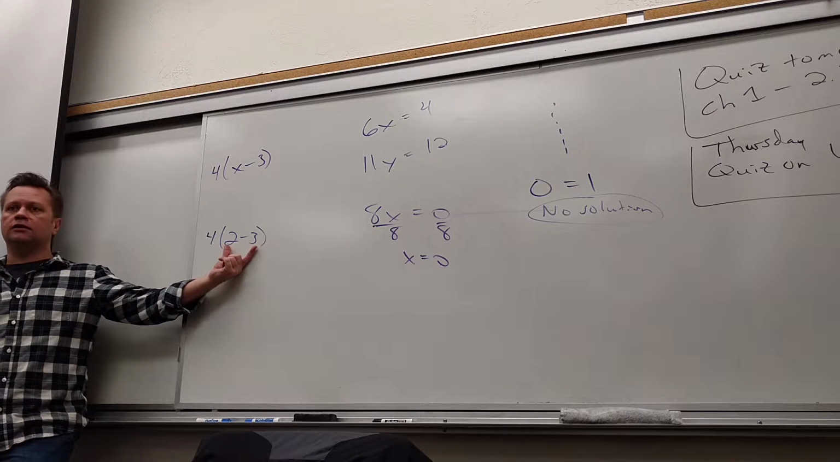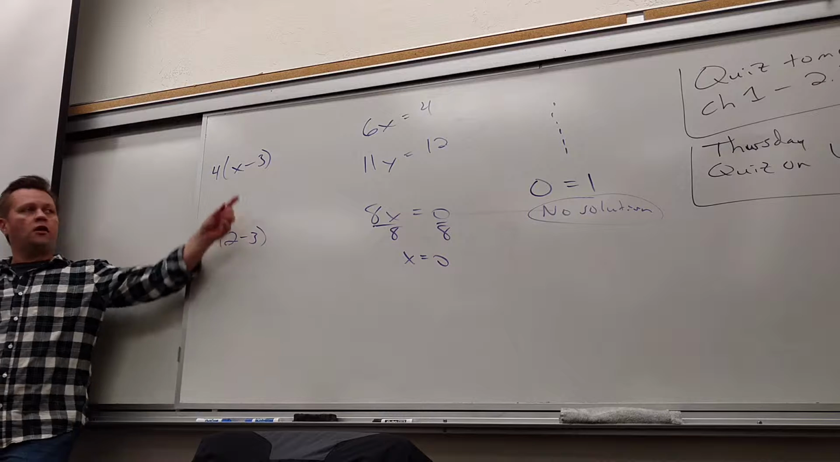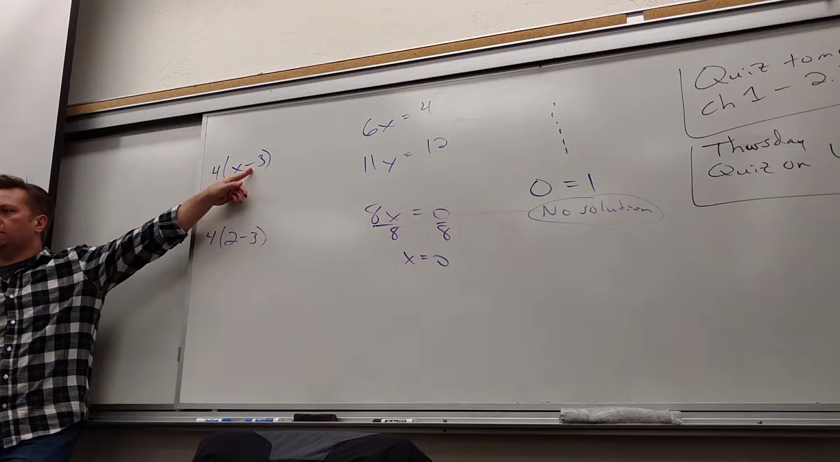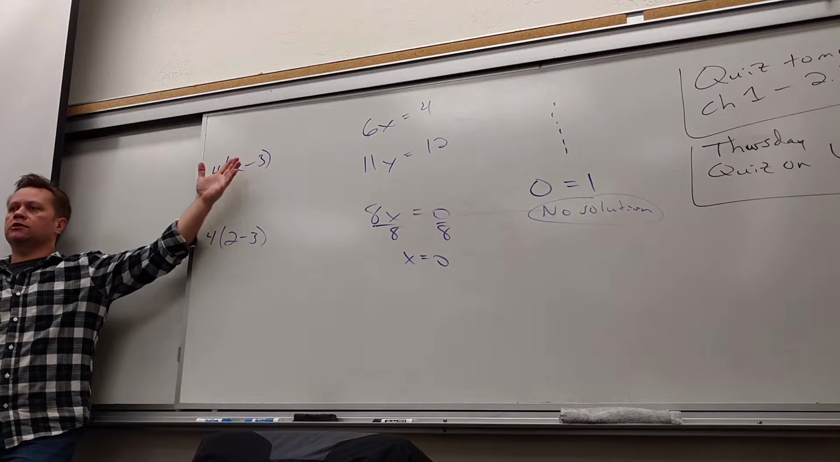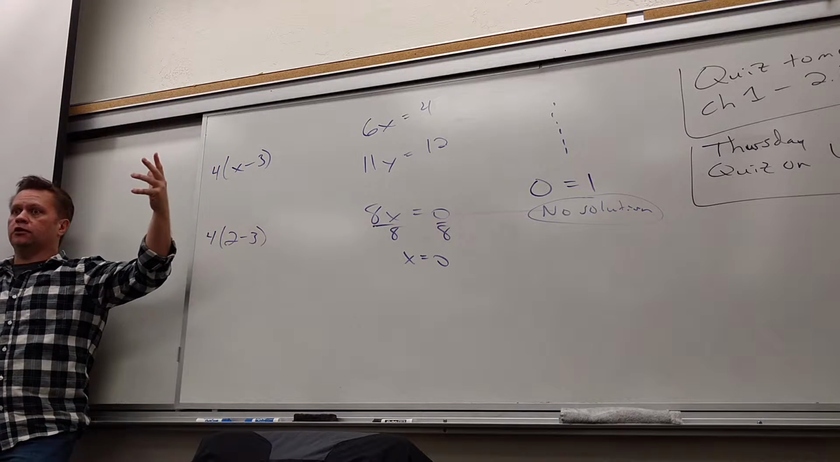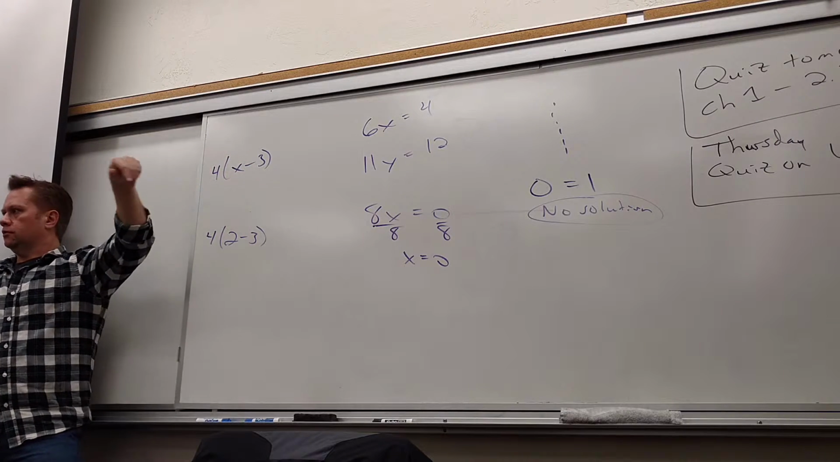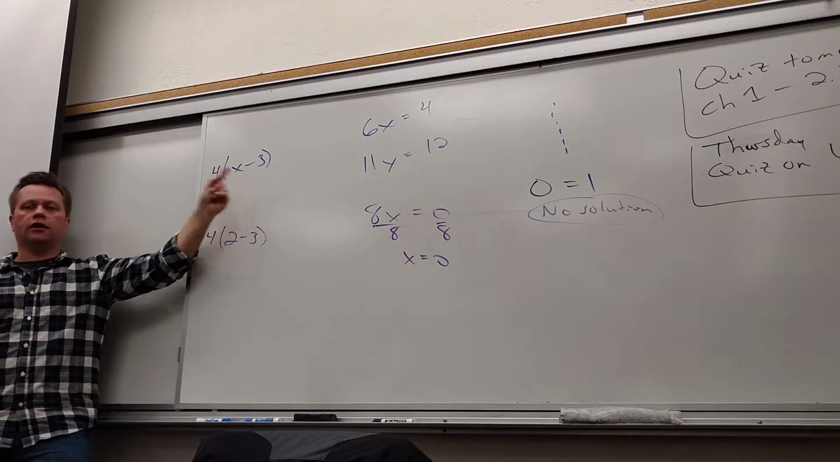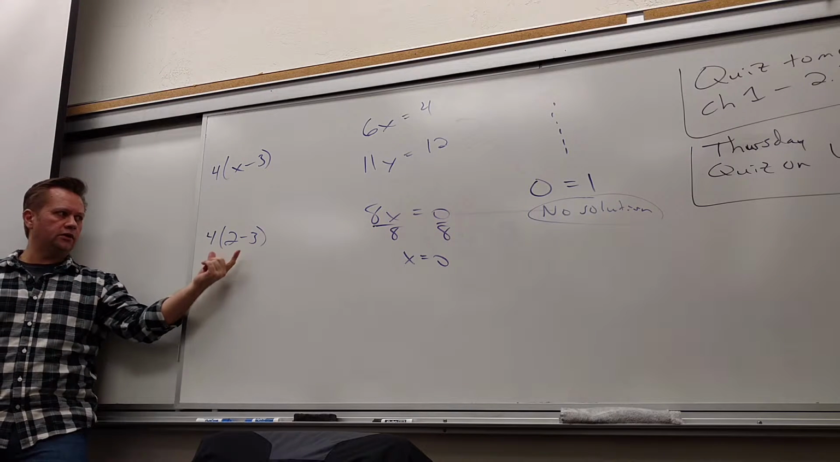But why do I not need to distribute? Because I know what 2 minus 3 is. Why did we create the distributive property then? Because if I can't do order of operations, what's x minus 3? I don't know what x minus 3 is. So then I distribute. It's a way that I can reorganize the problem so I can actually do something. Here, please, don't distribute.